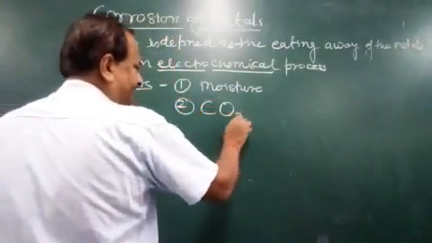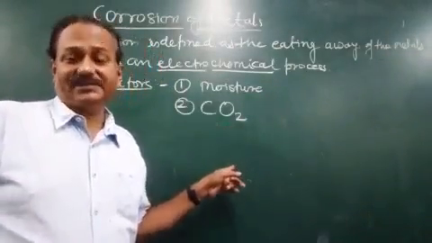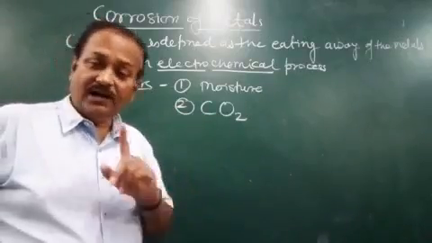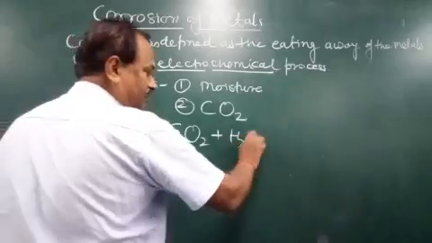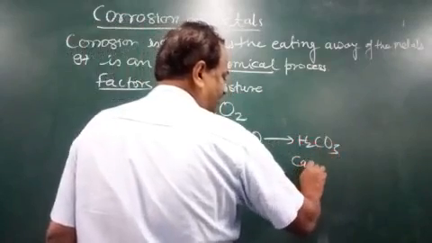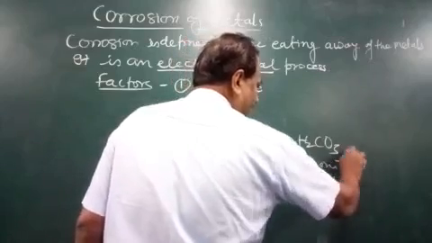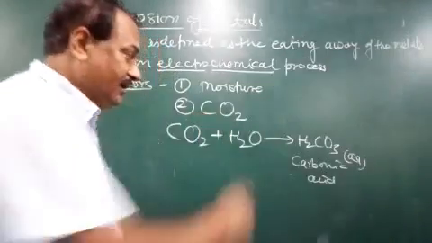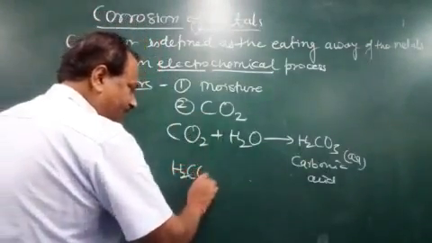Then the second factor is carbon dioxide. Carbon dioxide is also a very important factor, and if there is no carbon dioxide, there will be no corrosion. How? Carbon dioxide gas from the atmosphere dissolves into water, and there is the formation of carbonic acid in aqueous form on the surface of the metal. This carbonic acid is a weak acid.